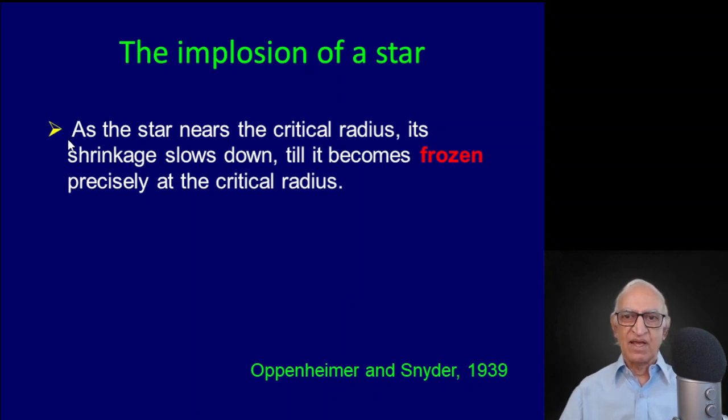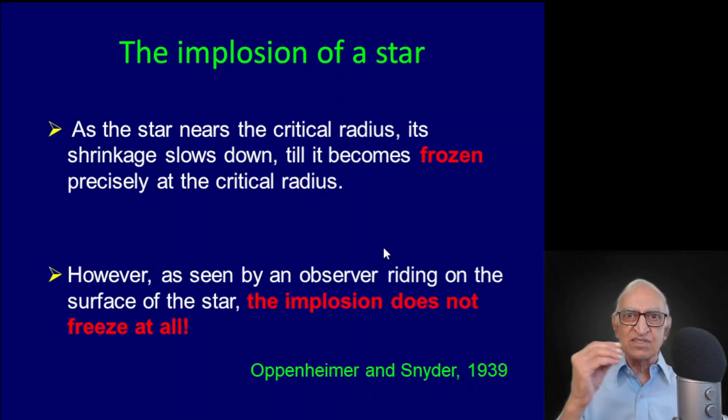Statement number one, as the star nears the critical radius, we shall see what the critical radius is in a moment, its shrinkage slows down till it becomes frozen precisely at the critical radius. This is what an observer at infinity will see of the collapsing star. Whereas an observer riding on the surface of the star, co-moving with the star, will find that the implosion does not freeze at all. So you have two diametrically opposite descriptions of the same event, namely the collapse of a star.